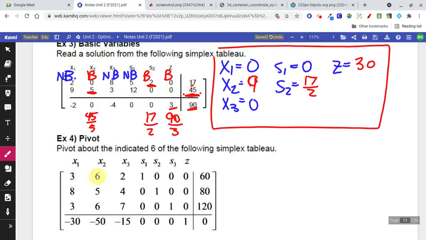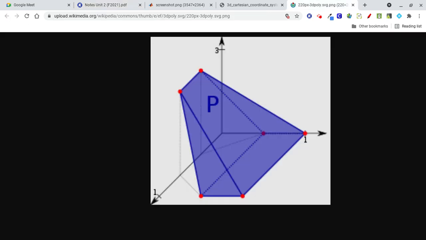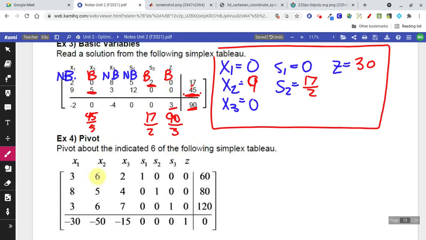What we've just found is one of the corners of that three-dimensional figure. All right. Now, one of the ways you're going to be able to tell that it's not the maximum value is when you look at this row and you see negative numbers, it's not optimal. Okay. This is a solution, but I can tell it's not optimal.